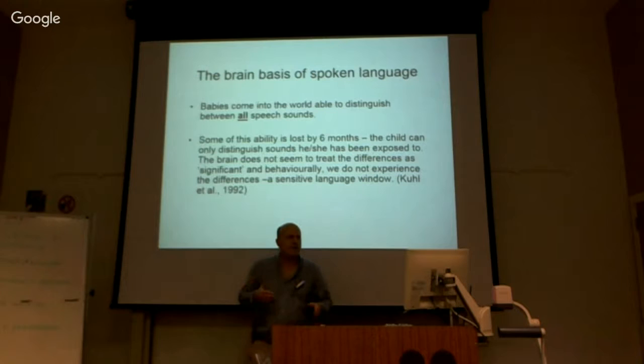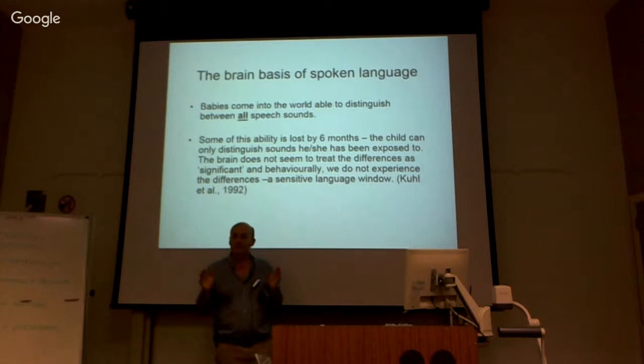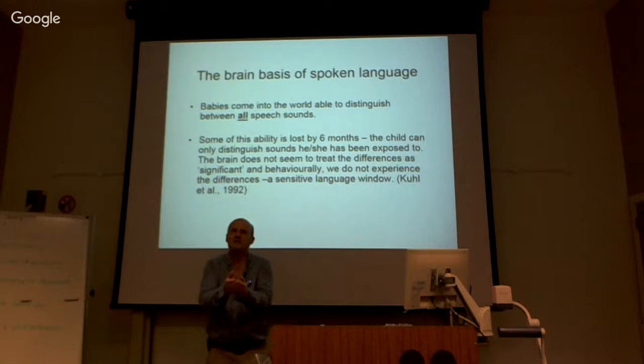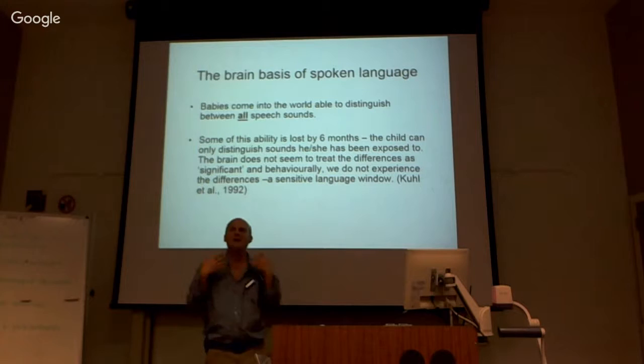Babies come into the world, however, able to distinguish between all speech sounds. We have evidence of that, but you lose that ability by around 6 months unless you've been hearing it, not rehearsing it, hearing it. So now you can get these machines where you press different things and they play different phonemes so as to make you more prepared for a multilingual society. It's quite a good idea, really.